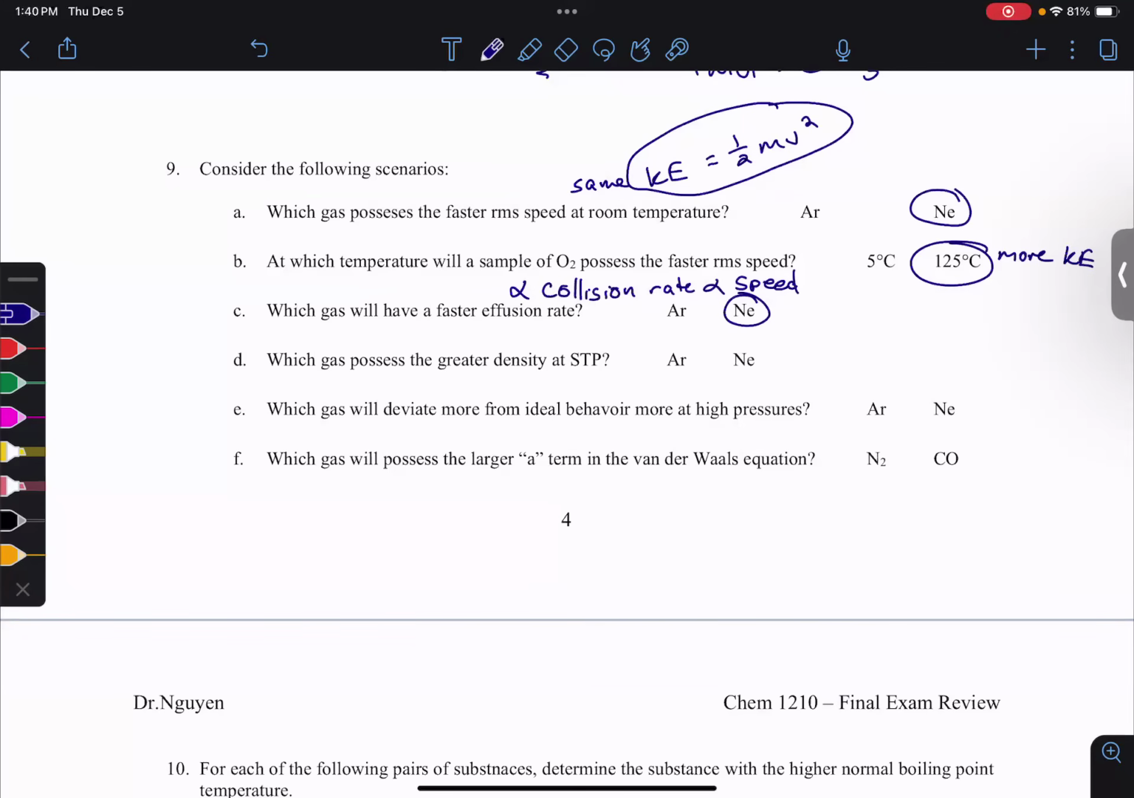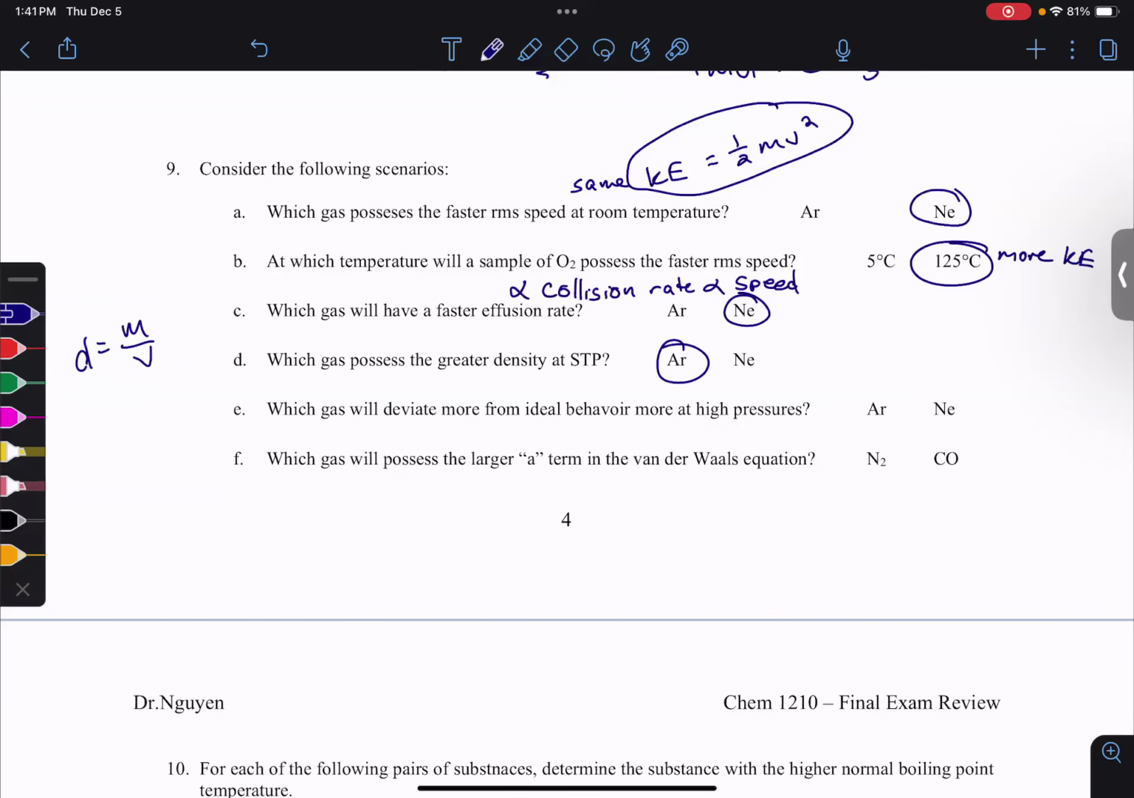Which gas possesses the greater density at STP? So at standard temperature and pressure. Remember, density is equal to mass over volume. Just make the assumption, let's work with 1 mole of gas, 1 mole of argon, 1 mole of neon. They will have the exact same volume, but what will be different? Their masses. So what we see here is that argon has the heavier density because it has the larger molar mass.